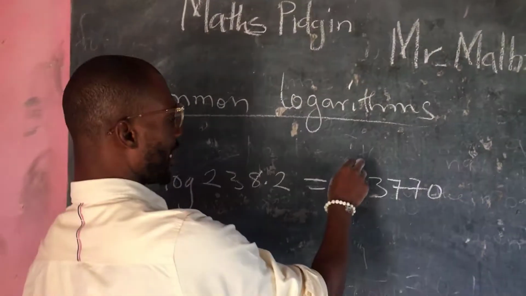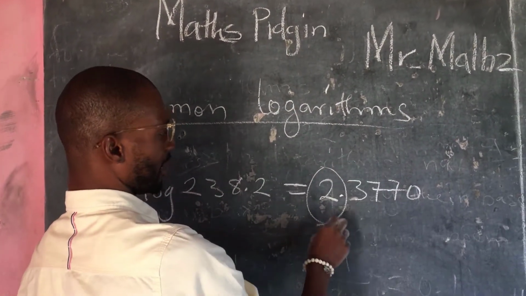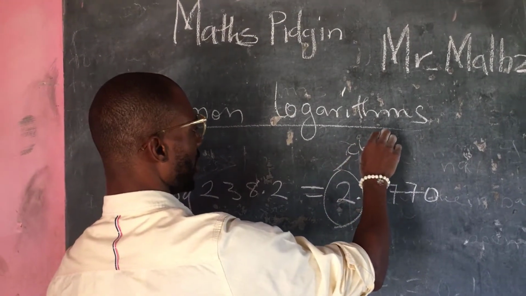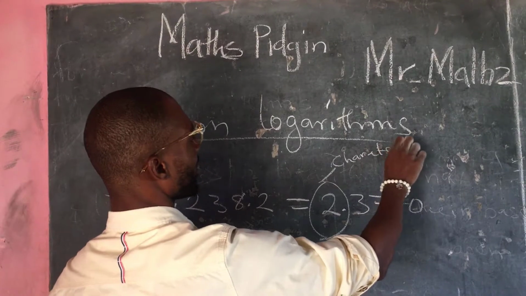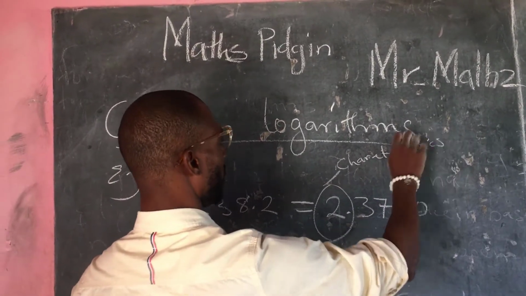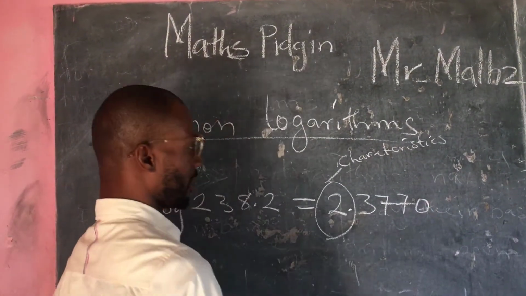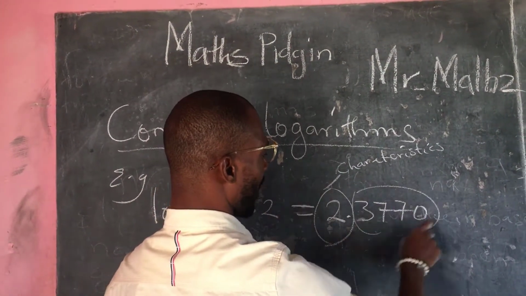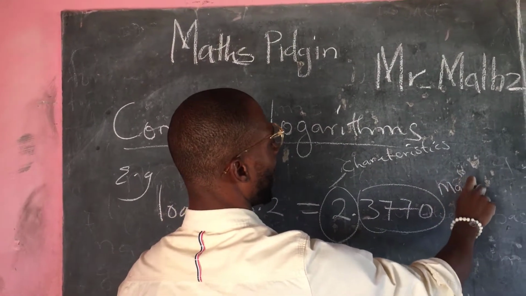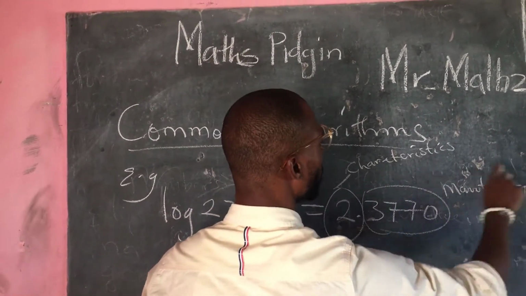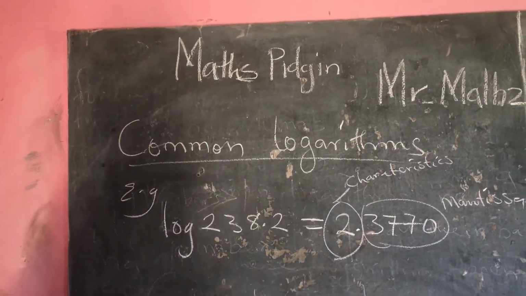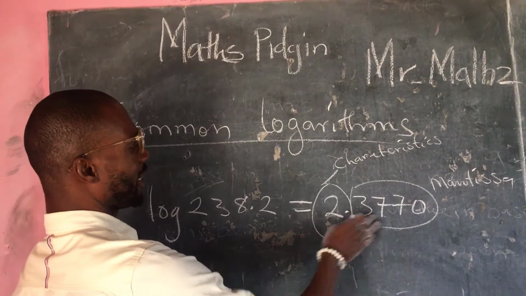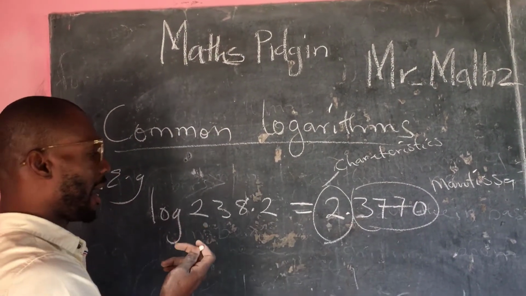So now, this part is the integral part. These two are the integral part, what we call the characteristic. And then this one is the decimal part, what we call the mantissa. Now, how do we find this answer, the log of this number?